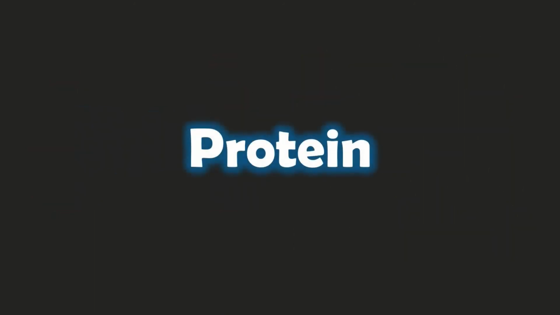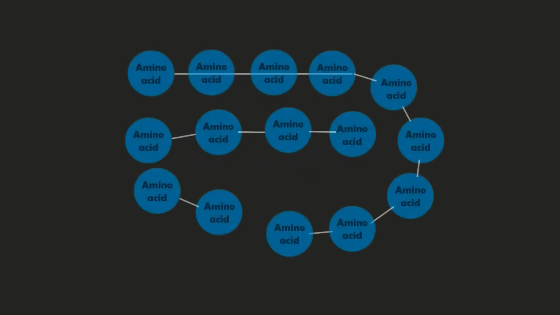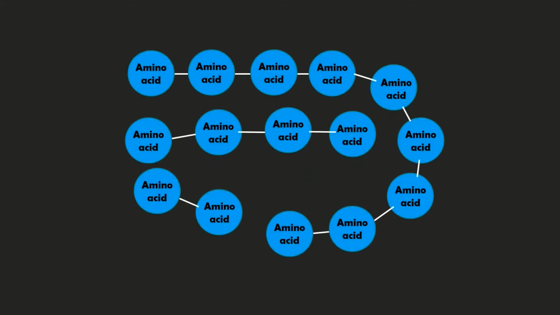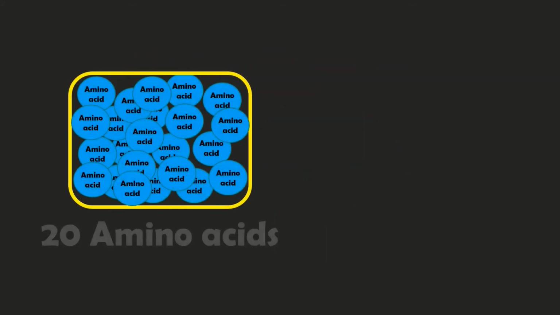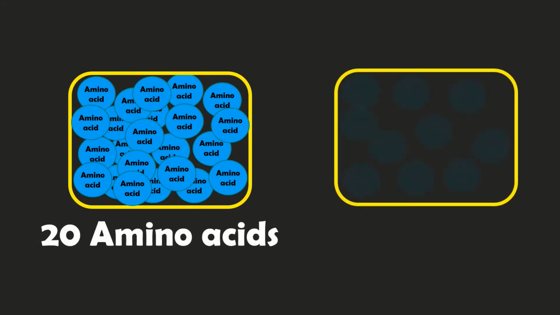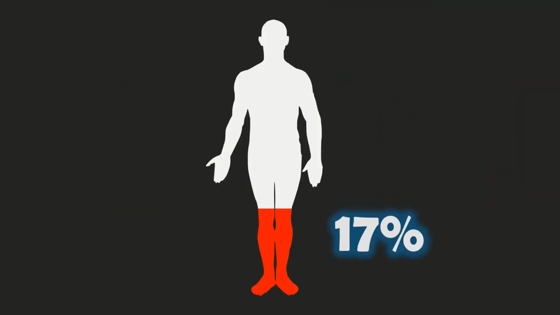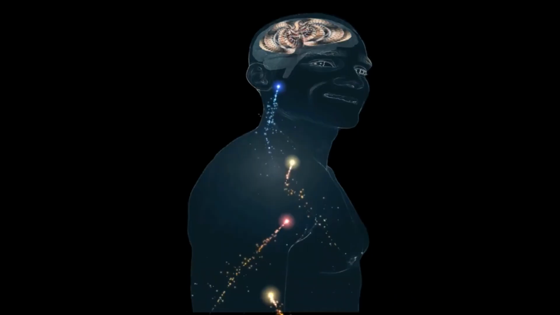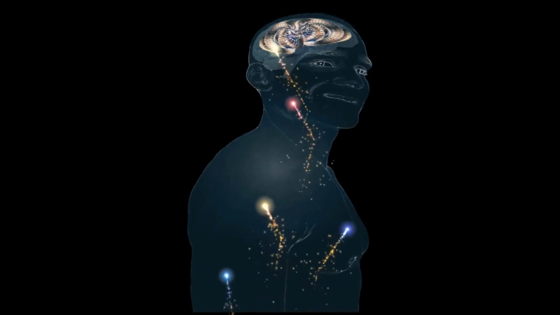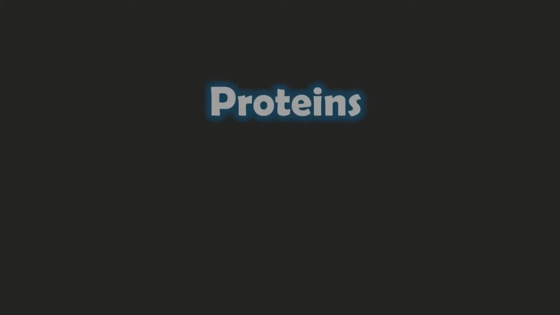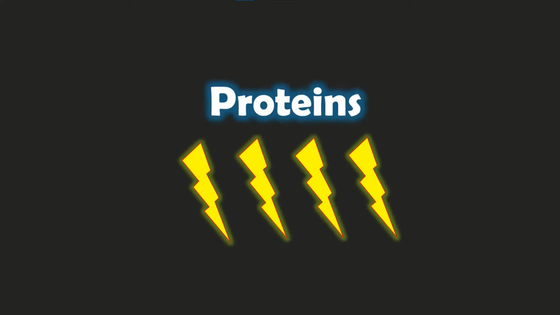Next, let's focus on proteins. Protein is a complex molecule made up of polymerized amino acids. There are 20 different amino acids in proteins, while 10 of them are essential, which means you have to consume them daily. They are very special molecules because they make up 17% of your body. They act as enzymes, hormones and antibodies. When energy produced by carbohydrates and lipids is not sufficient, proteins are used in energy generation.